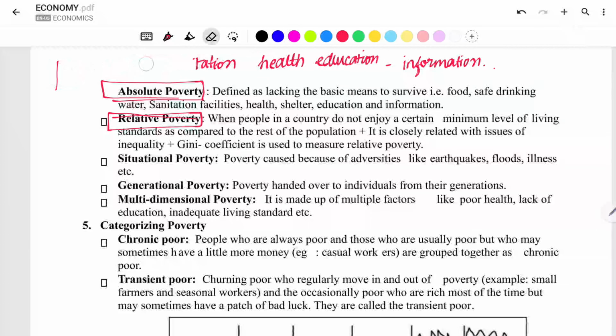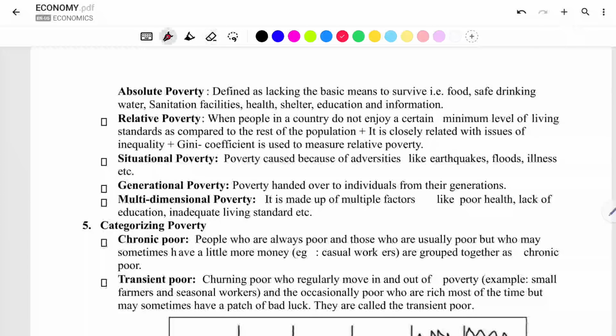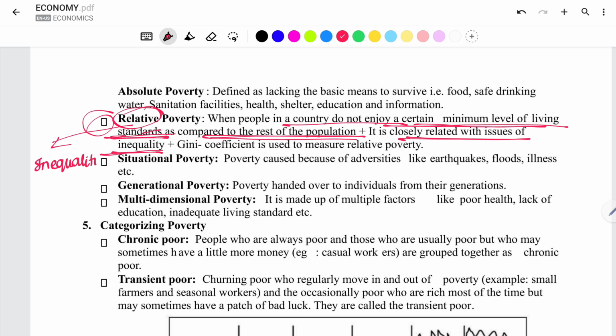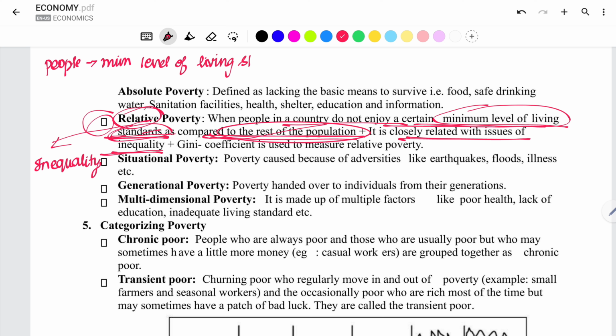What are the conditions for relative poverty? When people in a country do not enjoy a certain minimum standard of living as compared to the rest of the population, it is closely related to the issues of inequality. Relative poverty is related to inequality. People have a minimum level of living standards compared to the rest of the population, the people you are comparing with.